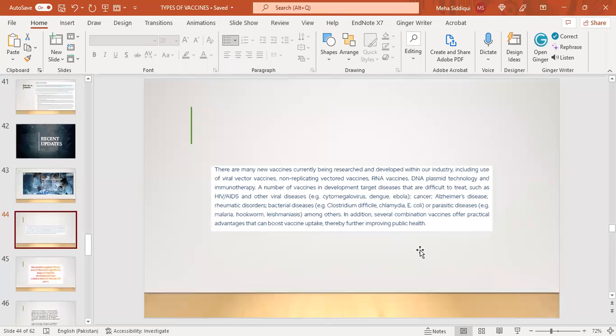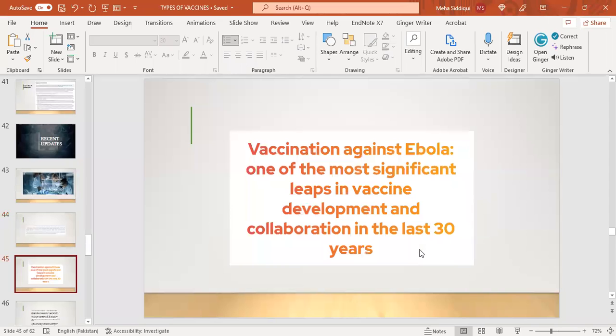A number of vaccines in development target diseases that are difficult to treat, such as HIV/AIDS and other viral diseases, cytomegalovirus, dengue, Ebola, cancer, Alzheimer's disease, rheumatic disorders, bacterial diseases, and others. And several combination vaccines offer a practical advantage that can boost vaccine uptake, thereby further improving public health.